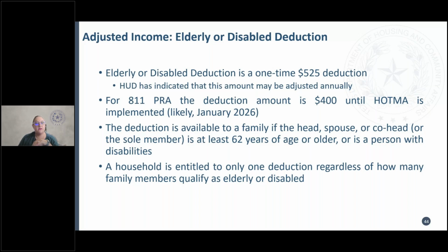This deduction is available to a family if the head, spouse, co-head, or sole member is at least 62 years of age or older, or a person with disabilities. A household member is entitled to only one deduction, regardless of how many family members qualify as elderly or disabled.